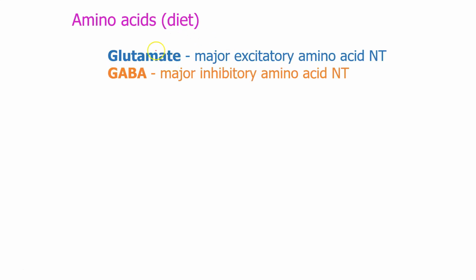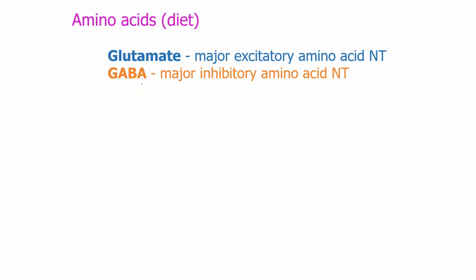The 2 amino acids which we get the precursors from our diet for are glutamate and GABA. Glutamate and GABA are really important to talk about because they are, one, the major neurotransmitters in the brain, right? Most of the functions of neurons occurs through one of these 2 neurotransmitters, and they also oppose each other in their action. Glutamate is the major excitatory amino acid neurotransmitter, so every time it gets released at the synapse, it produces an EPSP response in the postsynaptic cell.